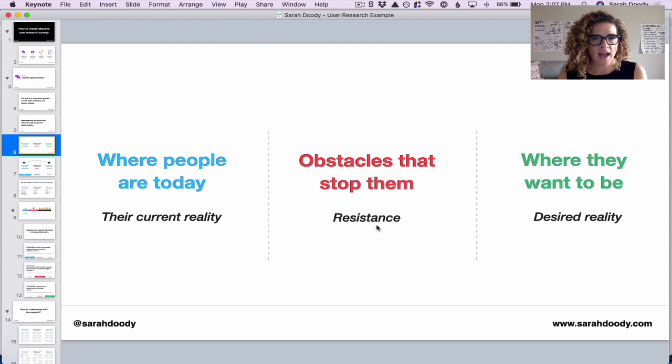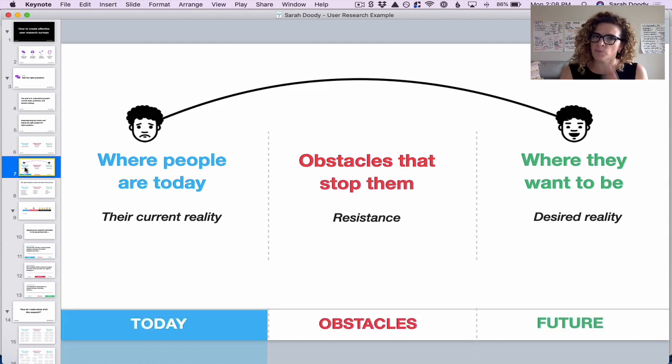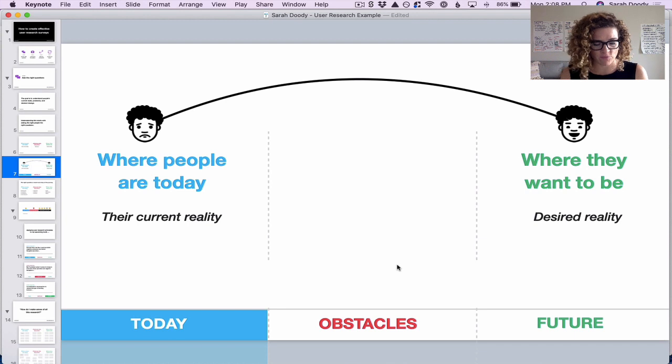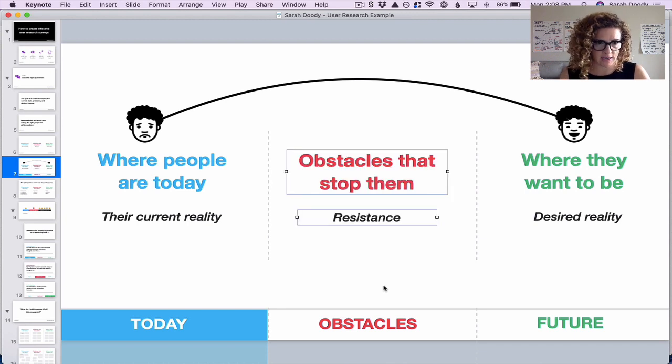And then we have to spend some time in this middle section, understanding the obstacles that are stopping them. So what is the resistance they face? Because they're here at the left where they are today. We know where they want to be in the future. The big question is, well, what the heck is stopping them? What's the resistance? What's the problems, etc.? And the goal is that we're going to get a really good understanding of where they are today, understand where they want to be in the future, and if we can make this go away, then we can get them over to that right section, to their desired future reality.